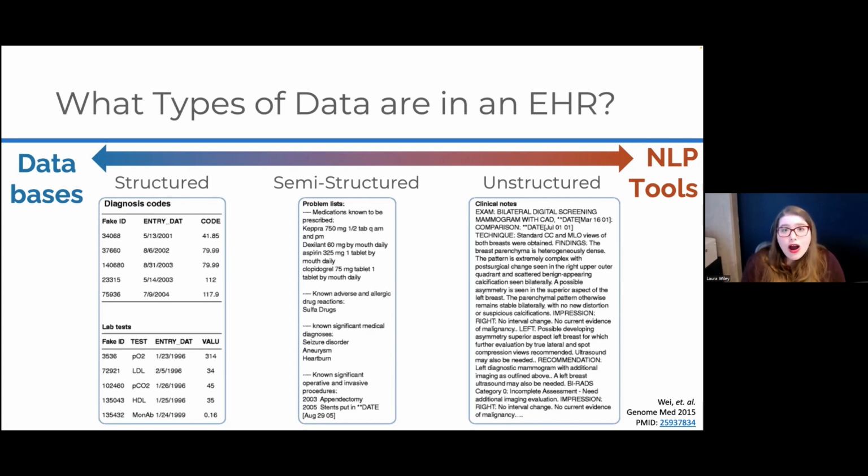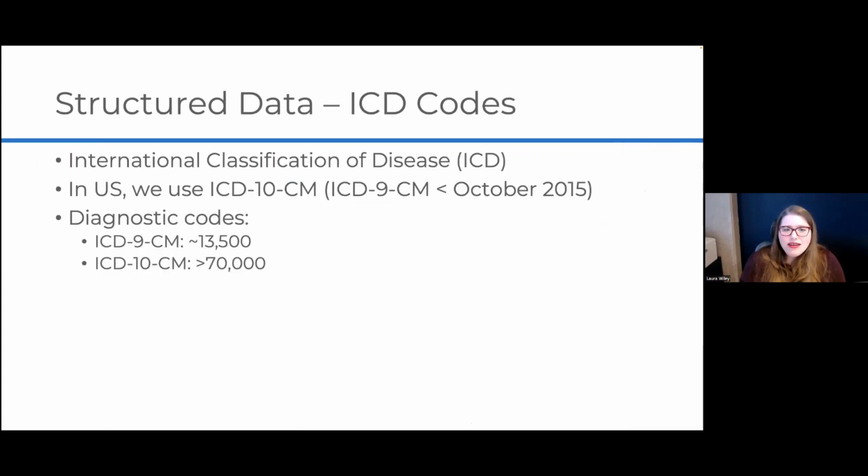So the most common data type that we see used in EHR-based research are ICD codes or diagnosis codes. ICD stands for International Classification of Disease. In the US, we actually use what's called ICD-10-CM, or clinical modification. Typically, ICD is used for death statistics reporting internationally and some healthcare uses as well. However, in the United States, we use these primarily for billing.